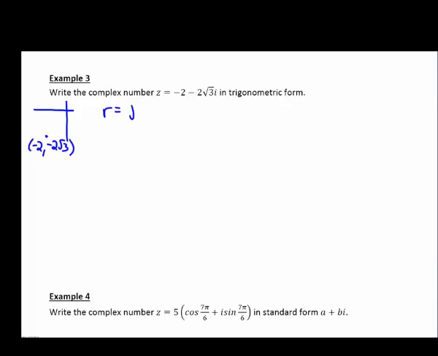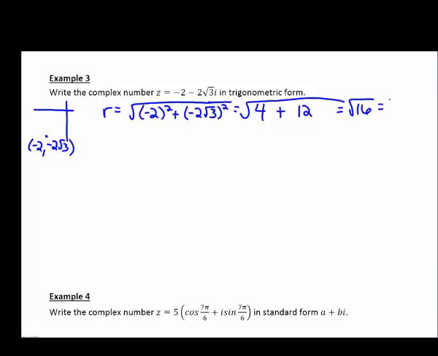So we've got the square root of negative 2 squared plus negative 2 square root of 3 squared. Okay, so that becomes 4. And then when we square that other negative 2, we get 4. When we square the square root of 3, we get 3. So 4 times 3 gives us 12. And so that becomes the square root of 16, which is 4.